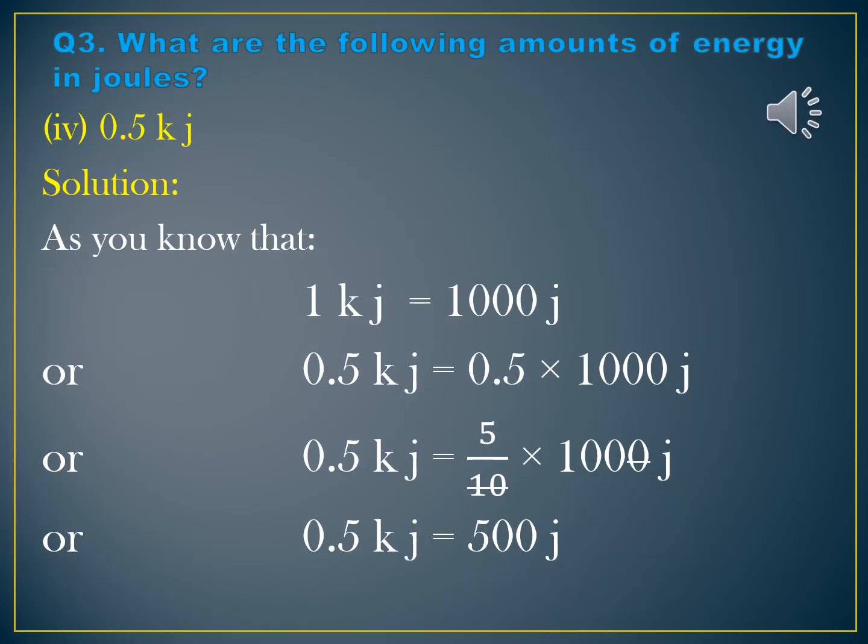Part 4. 0.5 kilojoule. Its solution is: as you know, 1 kilojoule is equal to 1000 joule. Therefore 1 kJ is equal to 1000 J. Now we will multiply 0.5 with 1000 joule, which is equal to 500 joule or 500 J. Solve all parts of question number 3 on your notebook.